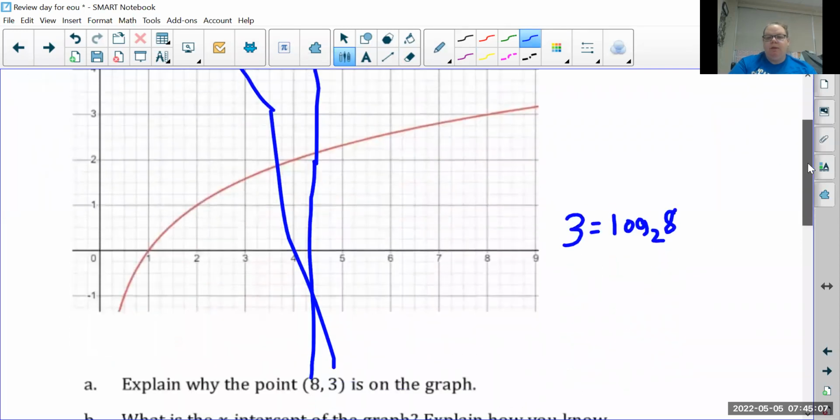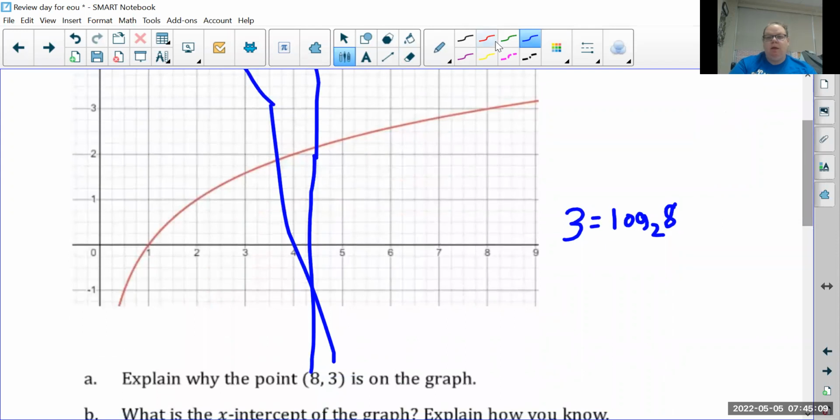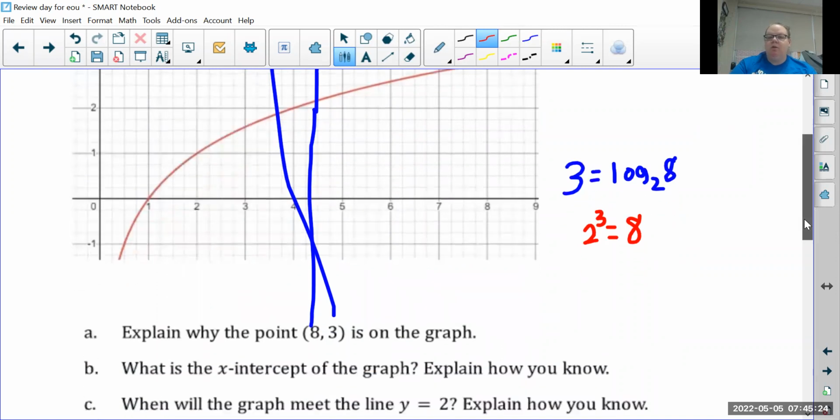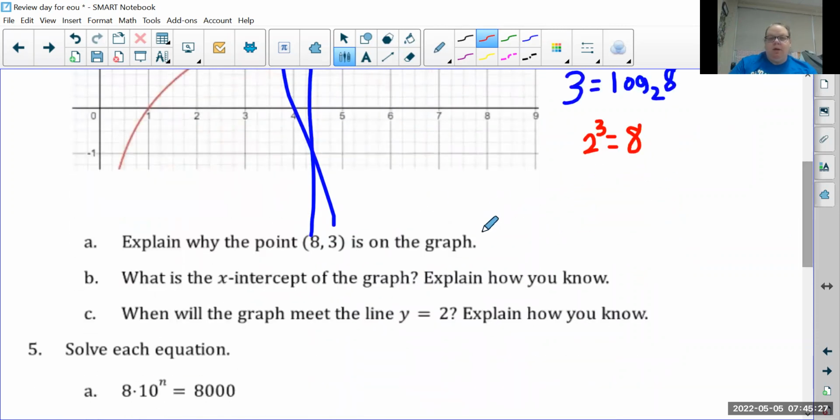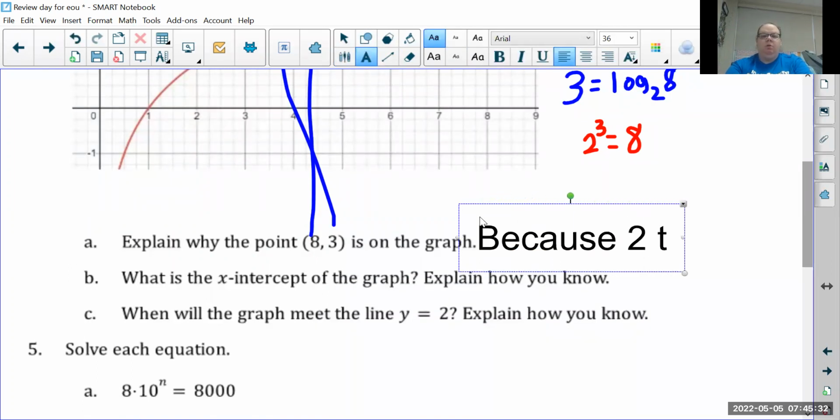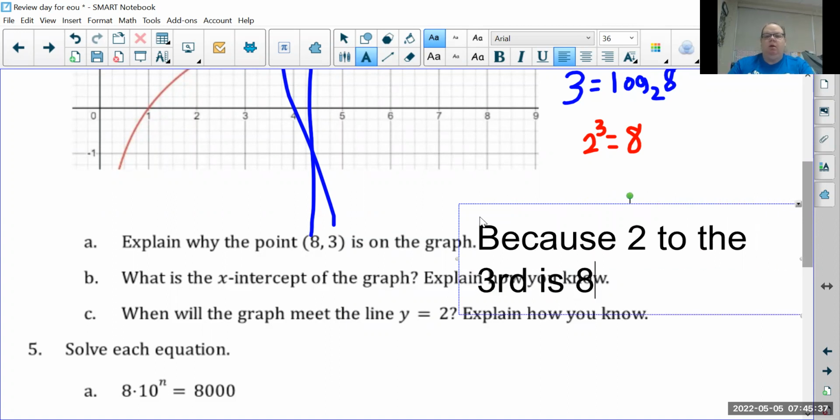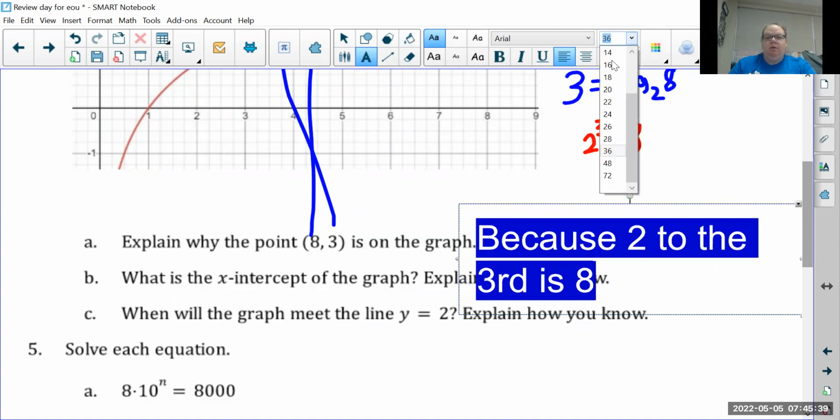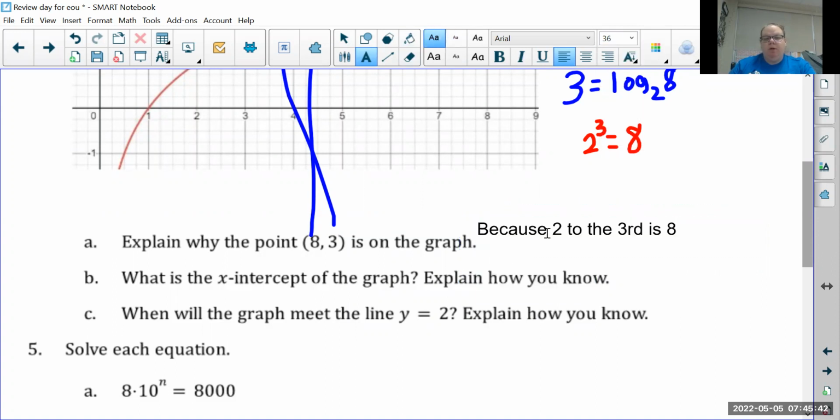If I rewrite this without the log, the base is 2, the exponent is 3, because that's what logs do, give us the answer as the exponent, and 8. 2 times 2 is 4, times 2 is 8. So that's why (8,3) is a point on this graph, because 2 to the third is 8. That's what we would expect you to write here, 2 to the third. That would be your reason.